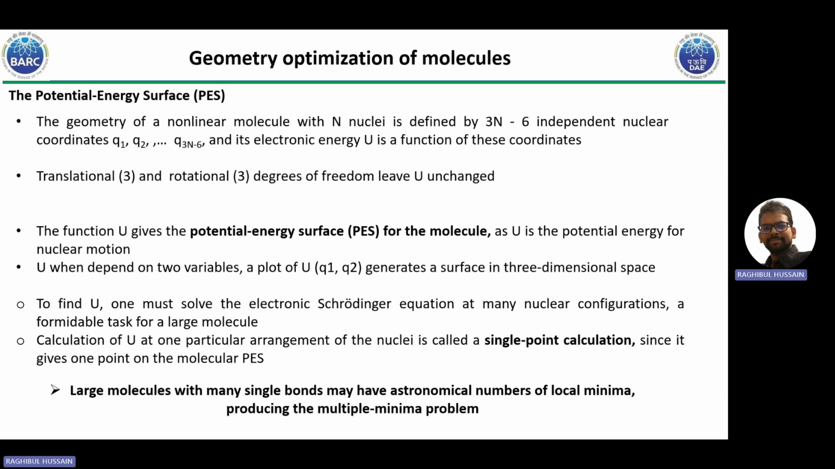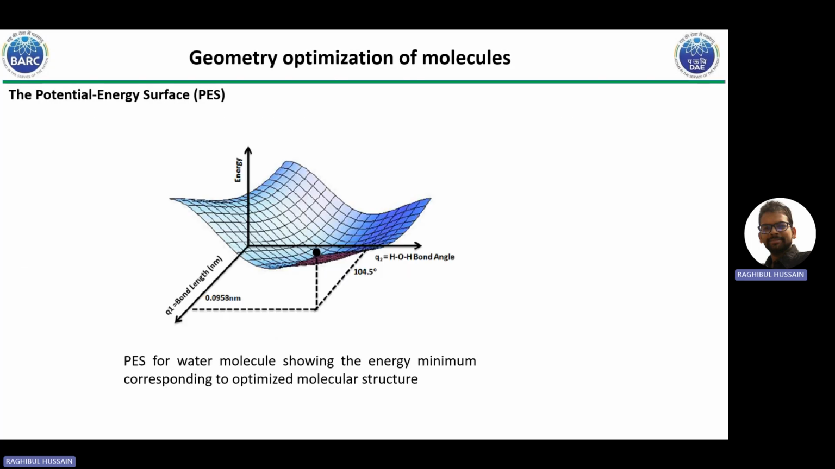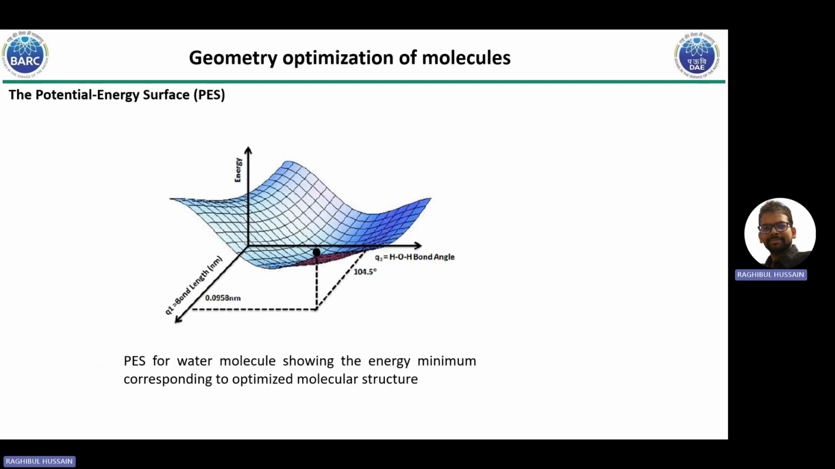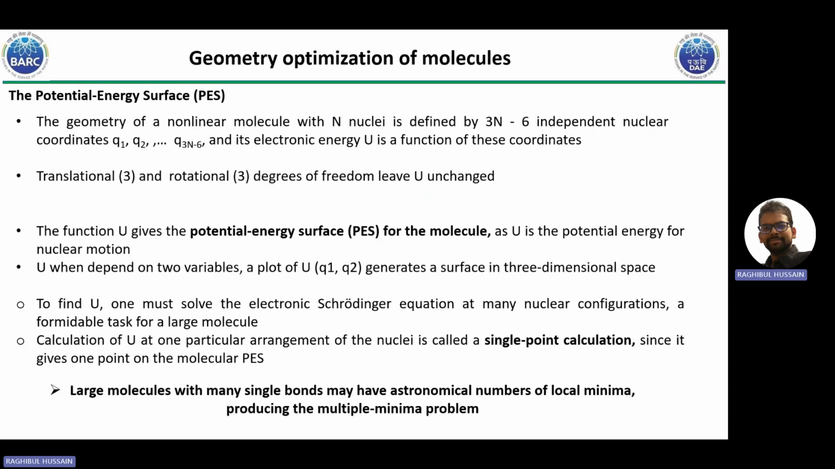Another thing I have to tell you: suppose you have a molecule with 3N minus 6 degrees of freedom. Here N is the number of atoms. In the case of water, N is 3. So 3N minus 6, how many? 3 times 3 minus 6 is 3. So 3 minus 6, how many? Minus 3.